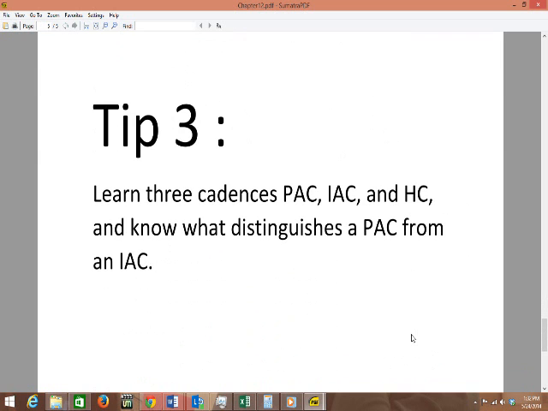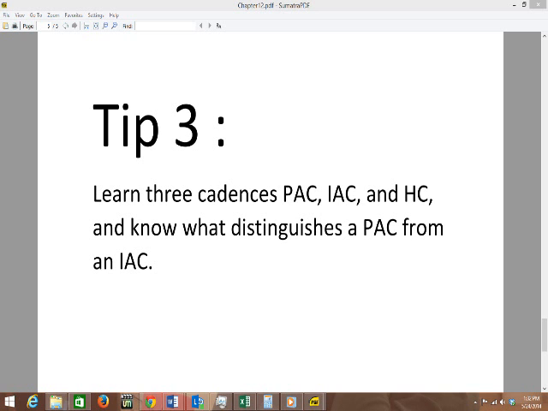Tip 3. Learn the 3 cadences PAC, IAC, and HC, and know what distinguishes a PAC from an IAC. These are the first 3 cadence types the book introduces, and we will have more cadences later.